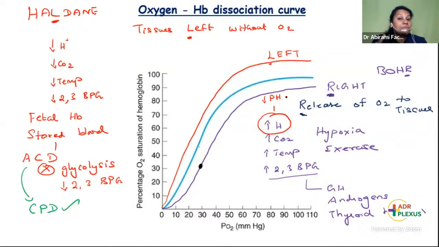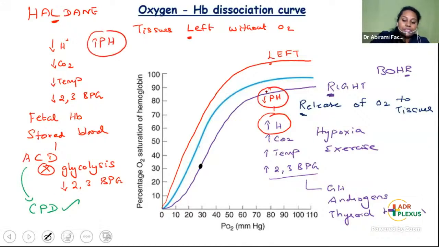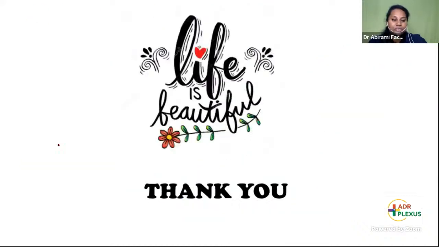But keep one point in mind. When it comes to pH, it will be opposite. Right shift of the curve, increase H plus, acidosis. Therefore, fall in pH will cause right shift. And an increase in pH will cause left shift. So this is one exception where a fall in pH, right shift, increase in pH, left shift. Please keep pH in mind. Don't confuse H plus, pH and acidosis all together. Increase in H plus, therefore fall in pH, therefore right shift of the curve. So this completes our oxygen hemoglobin dissociation curve.